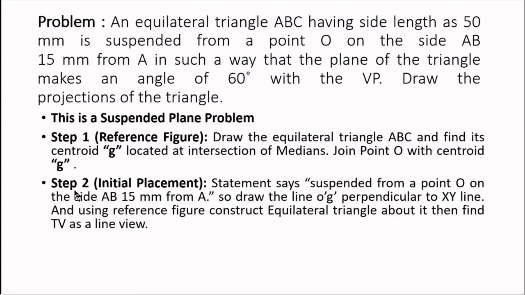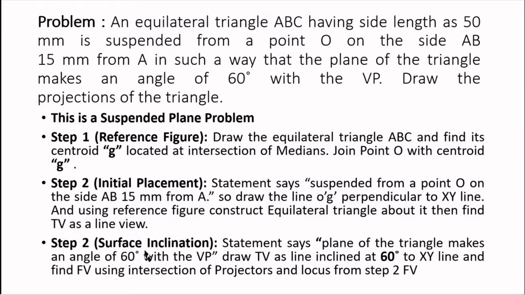Using this reference figure, we'll proceed to step 2, that is initial placement, and we start with the line OG kept perpendicular to the XY line. So the point of suspension and the centroid are kept on a vertical line, and the equilateral triangle is drawn about it using the reference figure. And then we find the top view as a line or edge view.